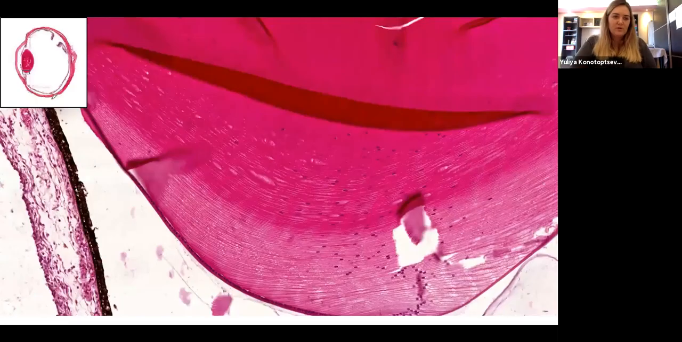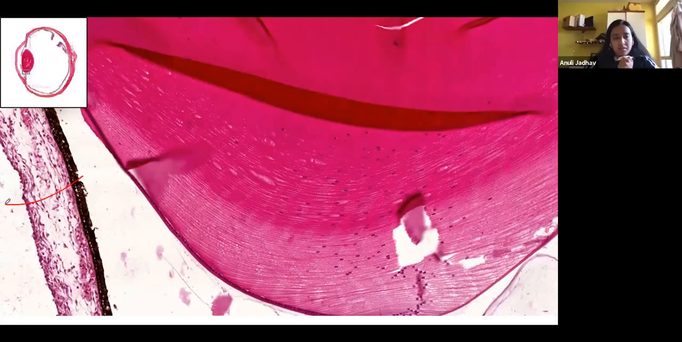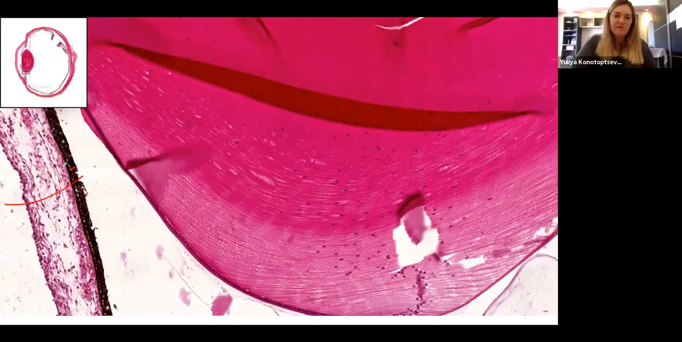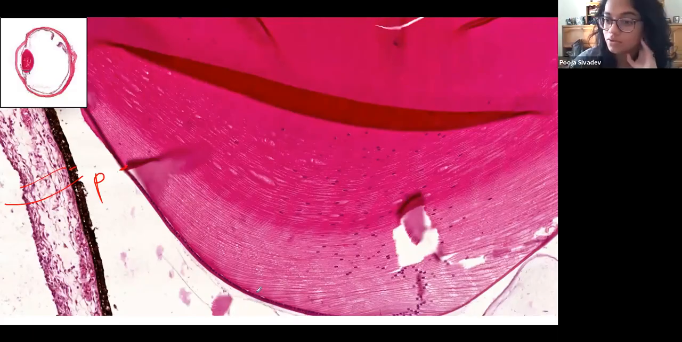So take a look, right? This is the lens. What is this? Iris. Iris, the pigmented epithelium, stroma. This is the posterior chamber behind it. What is this? Capsule. Capsule.